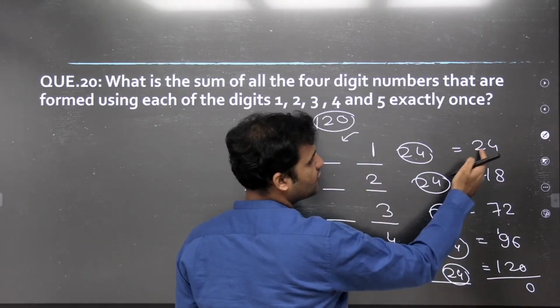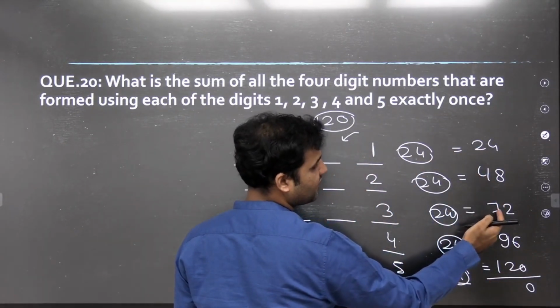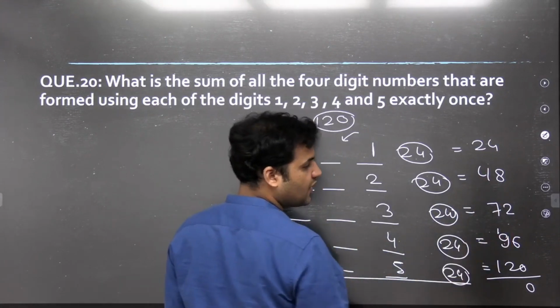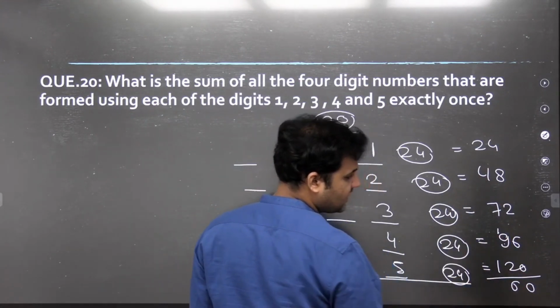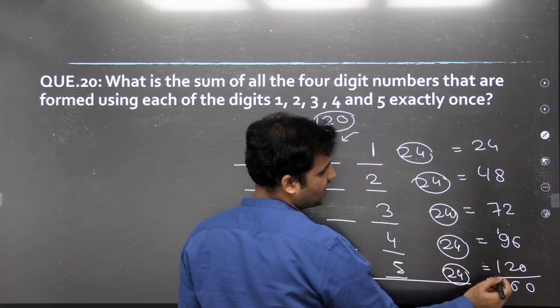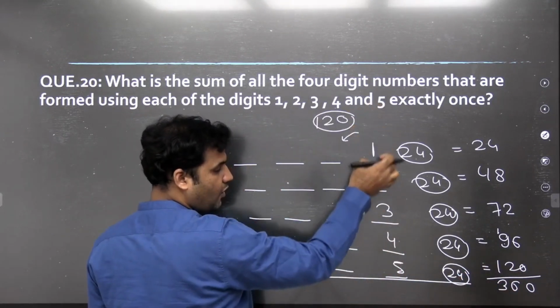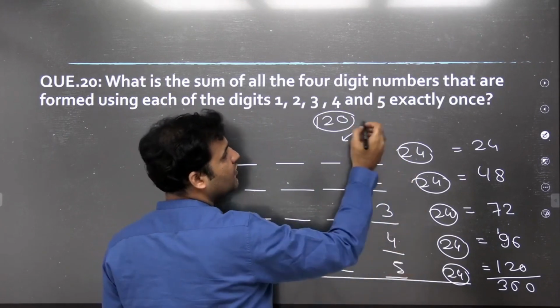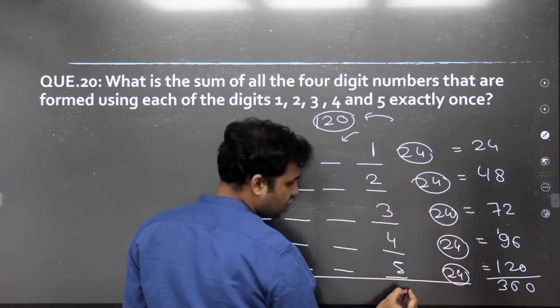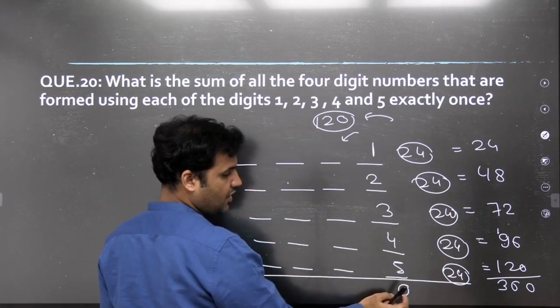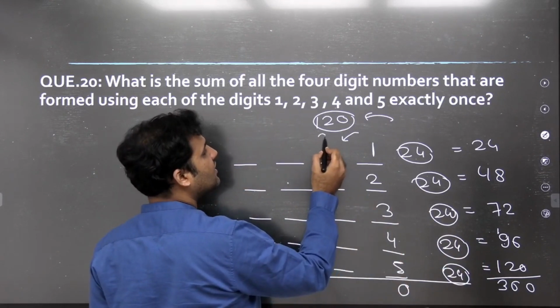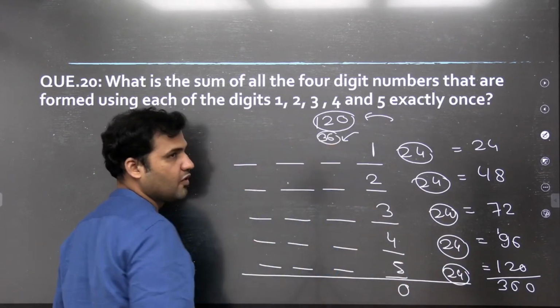be carried forward, 2 plus 2, 4, 4 plus 4, 8 plus 7, 15, 15 plus 9 is 24, 24 plus 2 is 26, 2 will be carried forward, 2 plus 1 is 3. That means the sum of all the unit position of all the 120 numbers will be 360. So I will write down 0 at the unit position and 36 will be taken as carry forward.